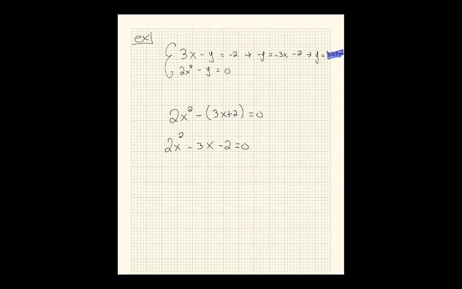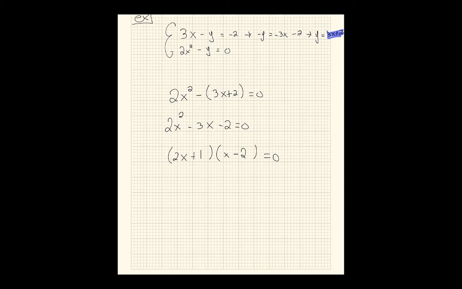Let's think. This is a quadratic. Maybe we can factor it. Let's see what happens. If I have a 2x and an x, I need to make a minus 3. So then I need a 4 and a 1. So I'm going to make a minus 2 here and a plus 1. I believe that's going to work for us, because I will get a negative 4 and a positive 1. So that's going to make the negative 3. This is perfect.